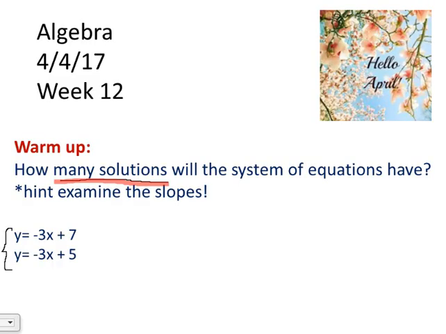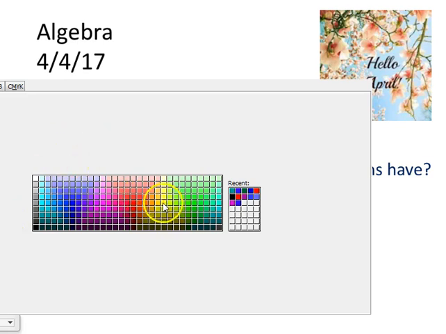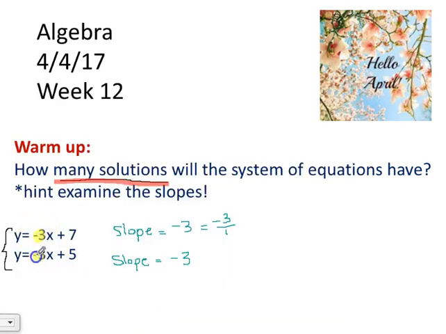So going back to our warm-up problem, let's look at this system of equations. What is the slope of our first line? It's -3, or it's -3/1, if we like to write slope as a fraction, so we get our vertical and horizontal movement. What about the slope in line 2? It's also -3. Remember, the slope is the number that's attached to the x. So this is the number that's being multiplied by the x as our slope. So we can see that we have the same slope.